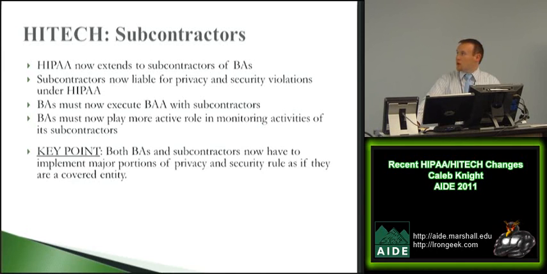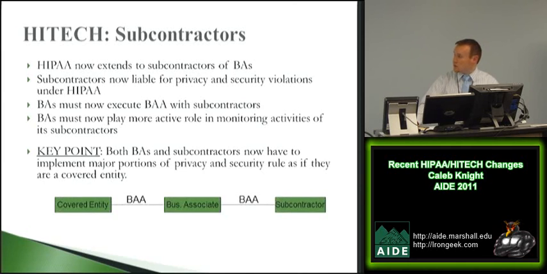Now, the key point with regard to subcontractors is that both business associates and the subcontractors now have to implement the privacy and security rules as if they were the covered entity. There's sort of a chart there. You can see that the information might be passed from the covered entity to the business associate to the subcontractor. Yes. Sorry to interrupt you.